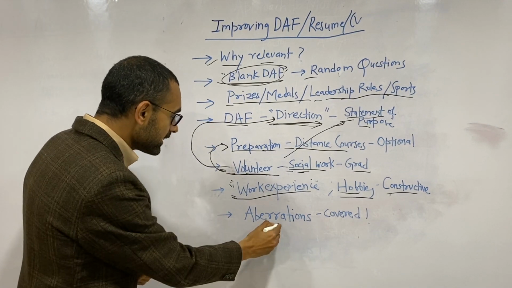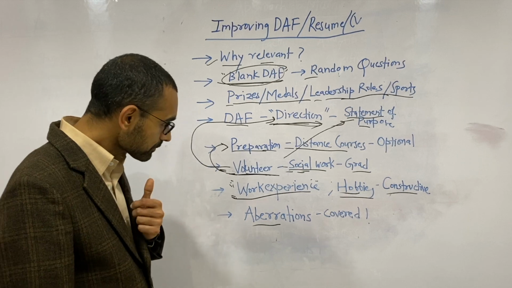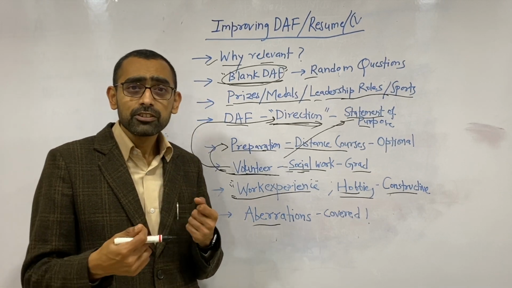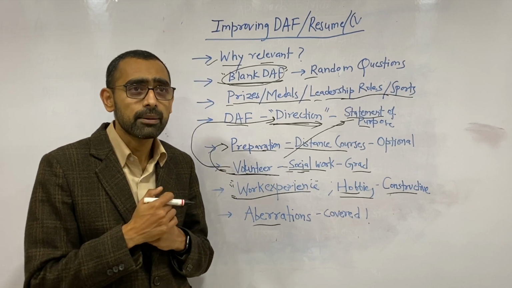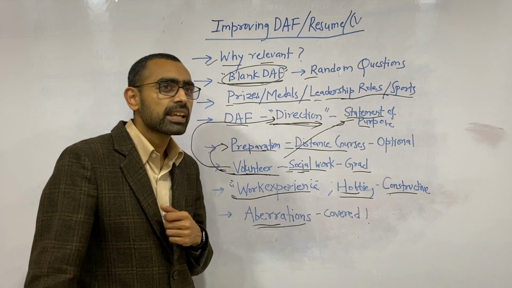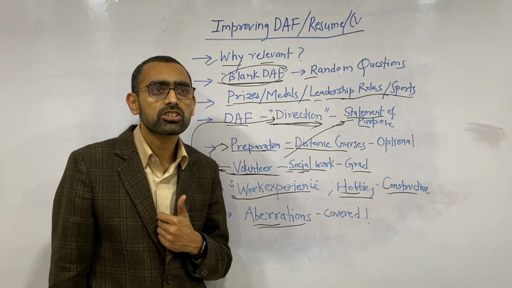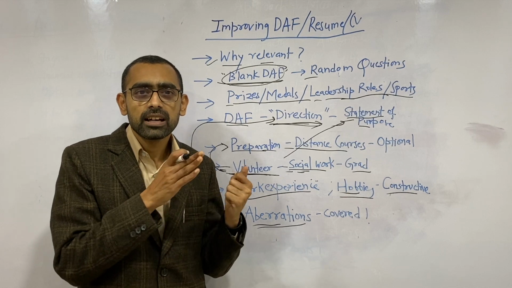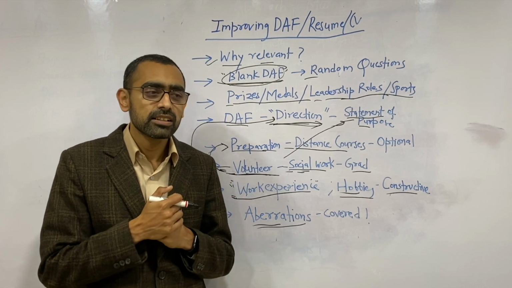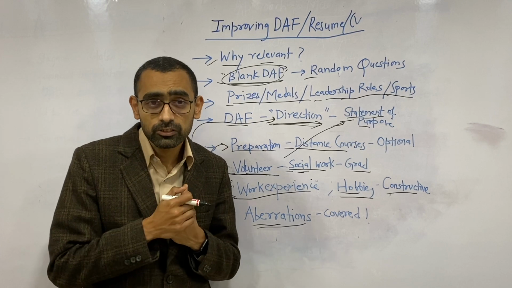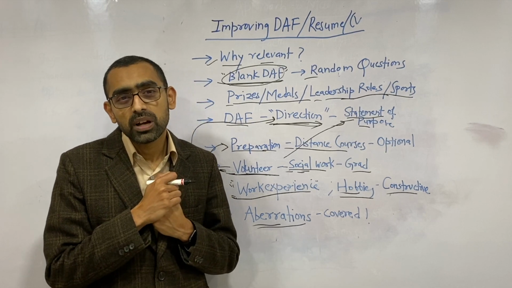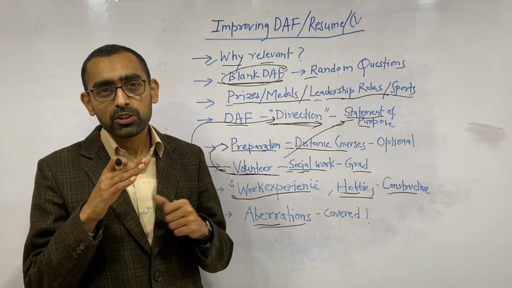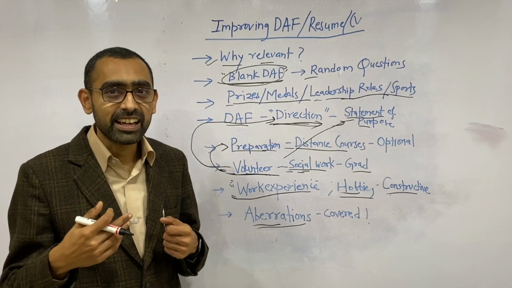Now, the last point I want to discuss is that sometimes in our lives there are aberrations, meaning something which will seem to be irregular. For example, suddenly somebody after 12th has a gap of 3 years. So the questions of course will be there: why did you do that, what happened during these 3 years, why did you not join graduation immediately after 12th.